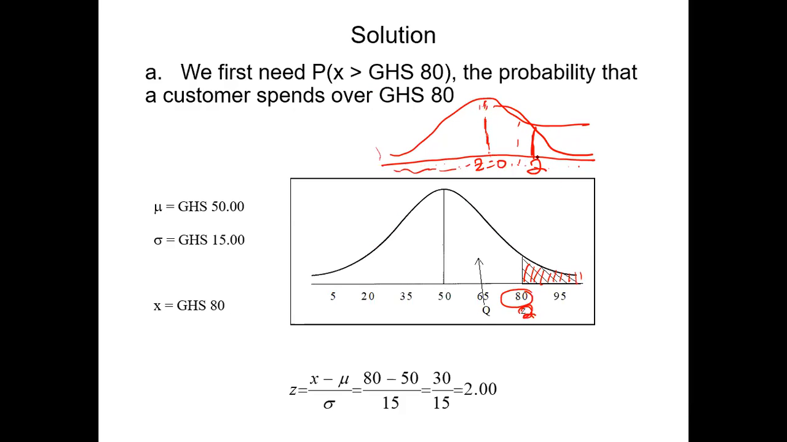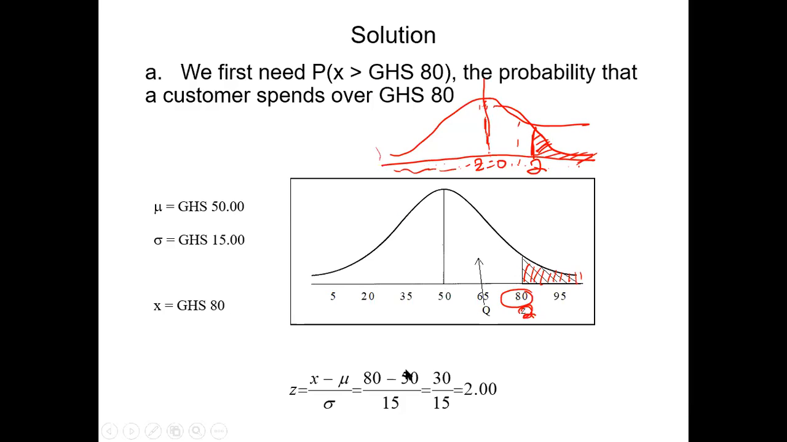So you are looking for more than 2 in terms of standardized value, but in terms of actual value, you're looking for more than 80. But for us to read the probability, we have to standardize the value. So we will look at the standardized value of 2. We are looking for more than 2, which is this region here.